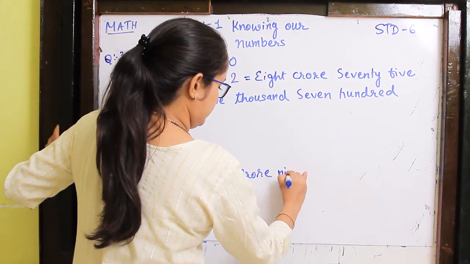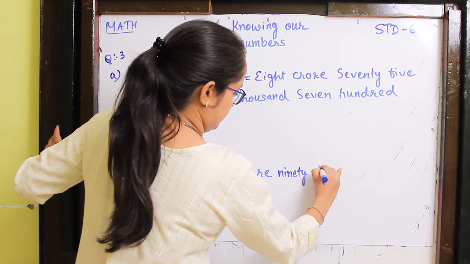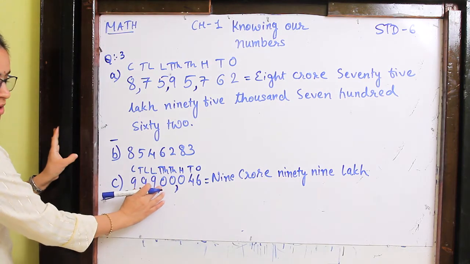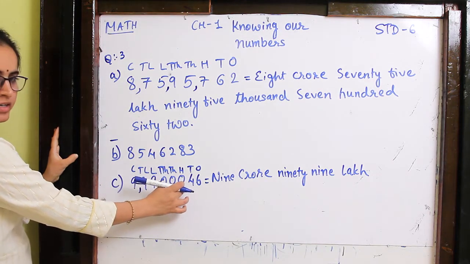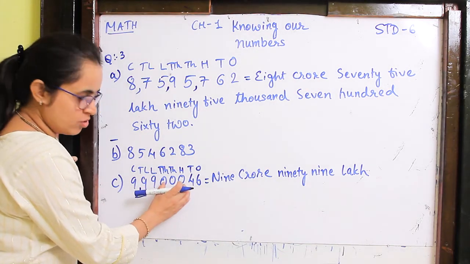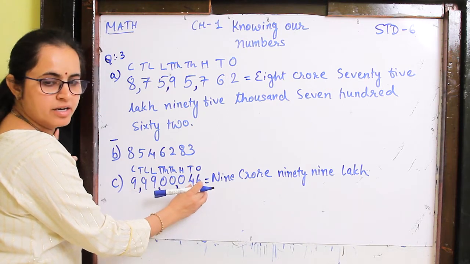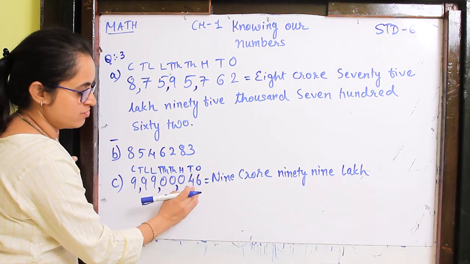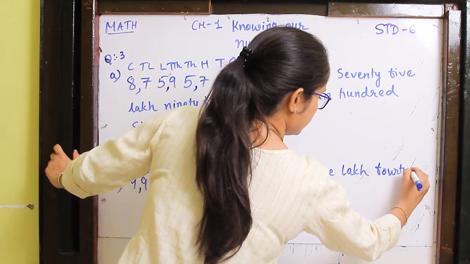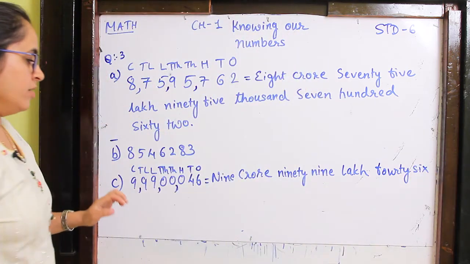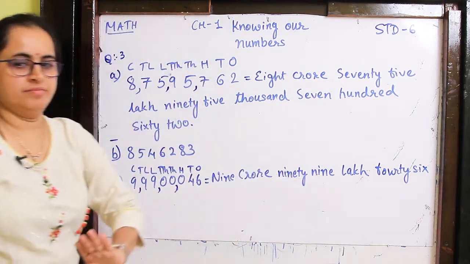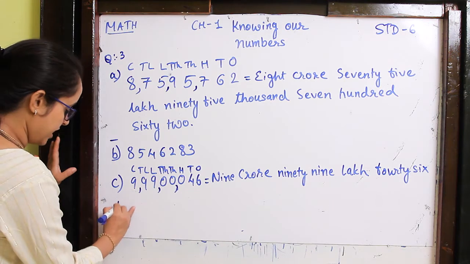So C is 9990046. Again you have to put places on the numbers. So starting from ones, then tens, then hundred, then thousand, 10,000, lakh, 10 lakh and crore. Okay. Now put commas between crore and 10 lakh, then between lakh and 10,000, and then between 1,000 and 100. So here you have three commas, and now you have to read it in words.